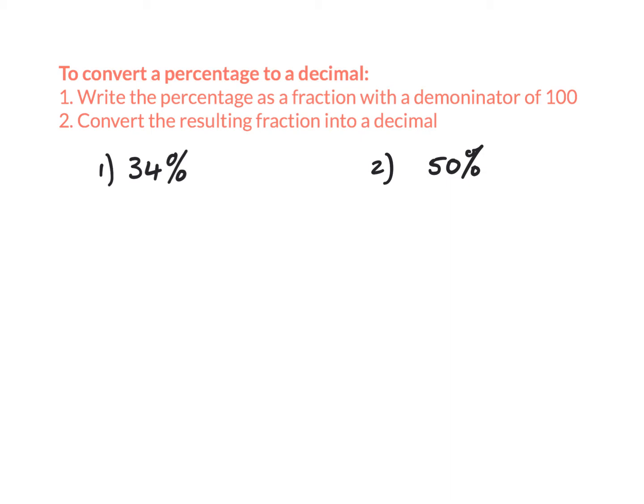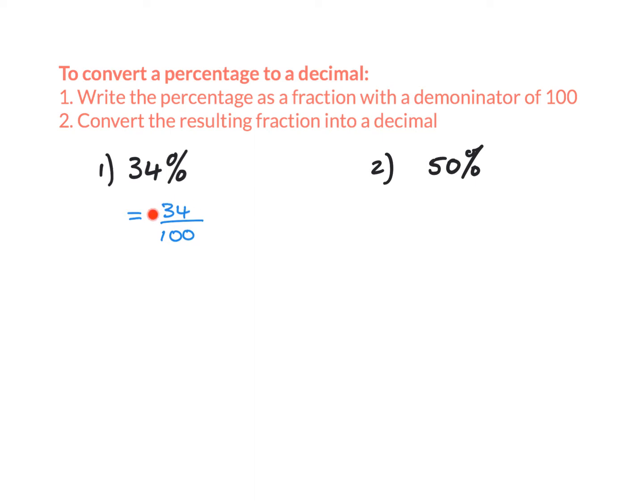Alright, so from there we'll move on to converting a percentage to a decimal. There are two steps once again involved with this. The first one is write the percentage as a fraction with a denominator of 100 and then convert the resulting fraction into a decimal. So the first one, which is 34%, looks something like this. We are going to rewrite 34% as a fraction. So it is equal to 34 over 100. And why is it over 100? Well, this little percentage sign tells me that the denominator is 100. So it's 34 over 100.